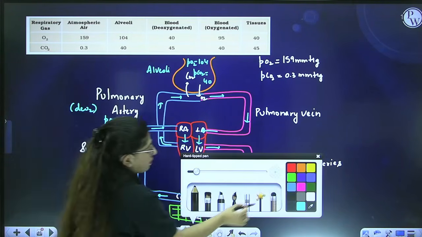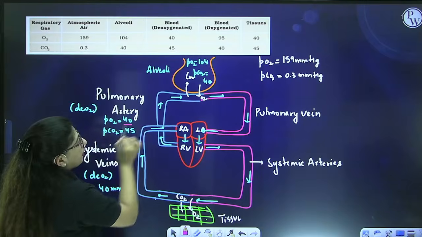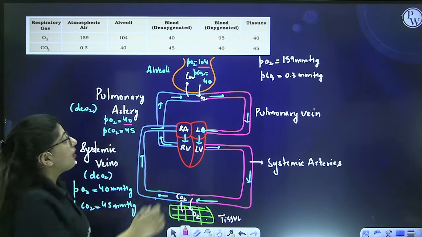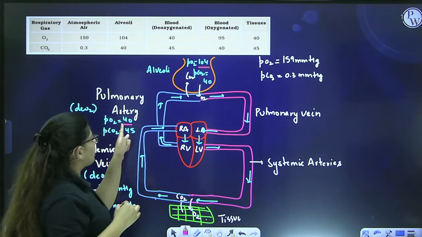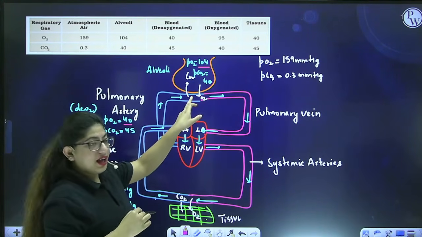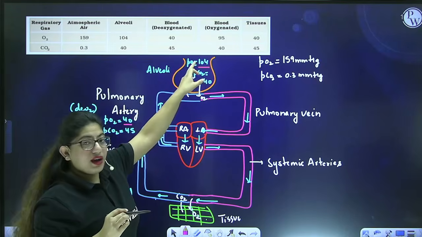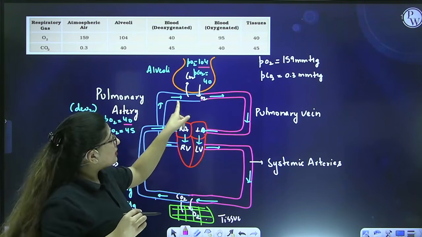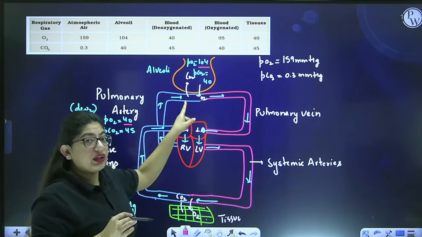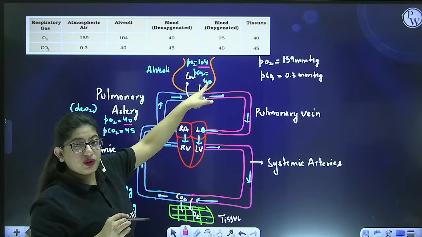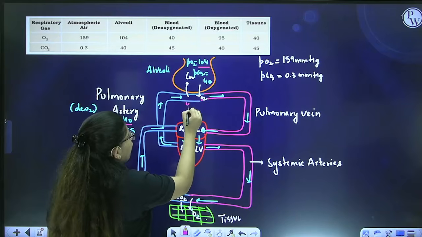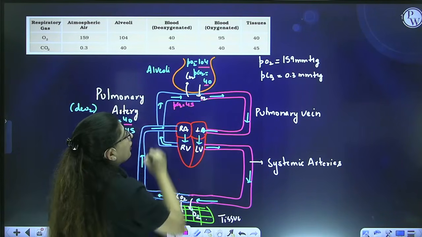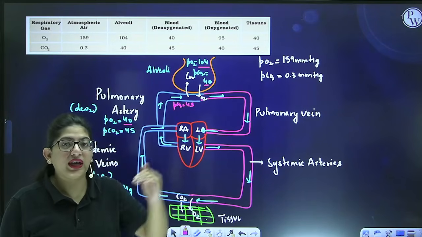Let's compare oxygen first. Here oxygen is 40, here oxygen is 104. Now what do you think? How will the exchange take place? Because oxygen is at higher pressure in the alveoli and lower pressure in the blood. So this blood has 40 oxygen and the alveoli have 104, so it will lead to the movement of oxygen into the blood. Same in this blood, the partial pressure of CO2 is 45, whereas the partial pressure of CO2 in the alveoli is 40. Now it will lead to the exchange of CO2. CO2 will move into the alveoli.